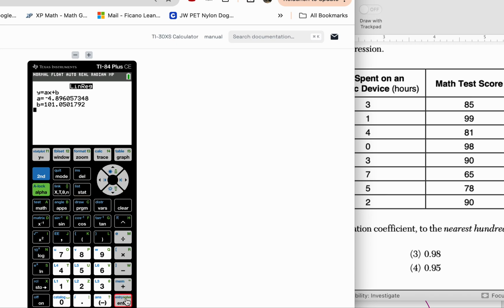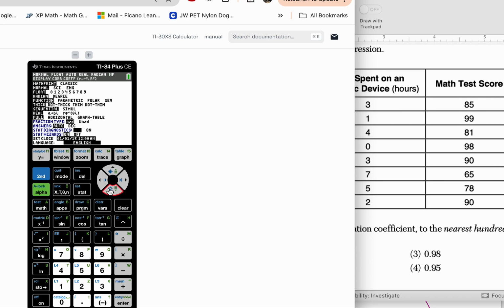Now, when I do that, I don't see the correlation coefficient. Okay, because you need to go to mode and make sure stat diagnostic is on. So you're going to go down to stat diagnostic and see over here it's off. I want to move it over so on is blinking and hit enter, and now it's on.